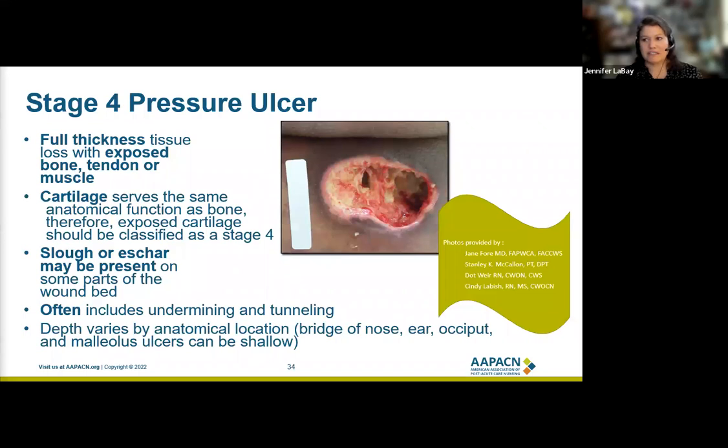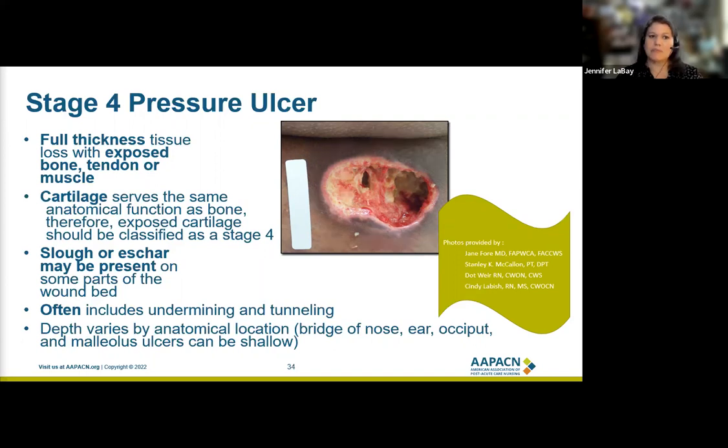Here we have a picture of a stage 4. This is a full thickness tissue loss with exposed bone, tendon, or muscle. Cartilage serves the same purpose as bone. So if it's cartilage that's exposed, that would be a stage 4 as well. So maybe on the ear, the bridge of the nose. Slough or eschar may be present in part of the wound, but again, if you can see that deepest anatomical depth, and you can see that it goes to that full thickness, you can stage that.